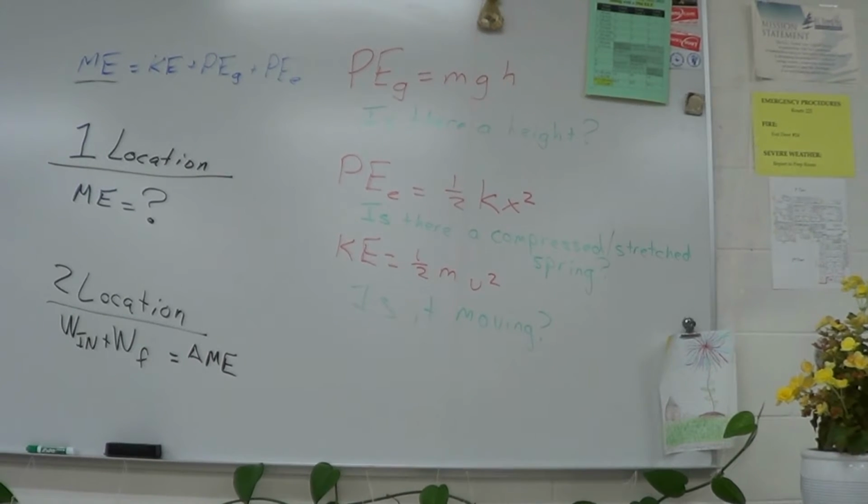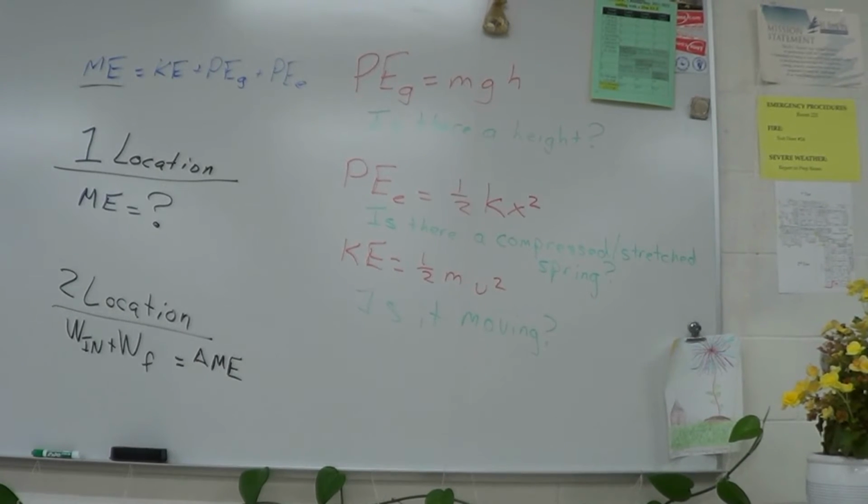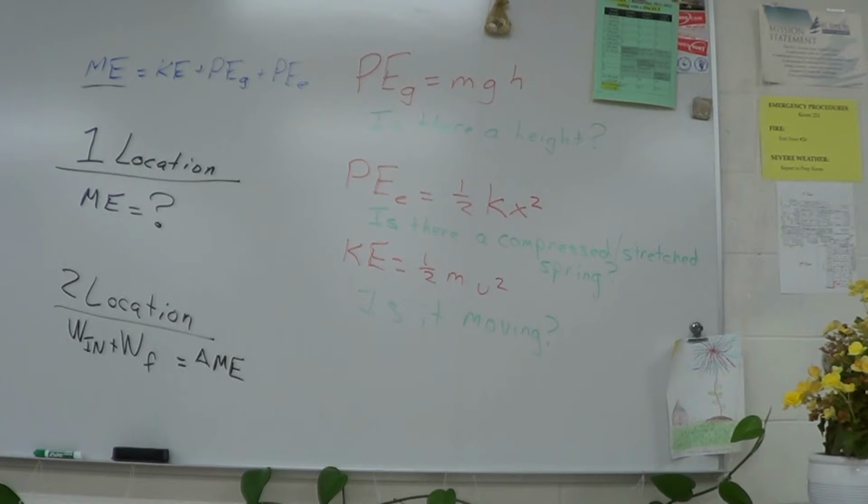We have these three types of energies. We have PEG, PEE, KE. They stand for potential energy gravitational, potential energy elastic, and kinetic energy. Those are the formulas, and asking these questions for each energy helps us identify whether that energy is present or not present. They're meant to be yes/no questions, and if the answer is yes, then we have that form of energy.